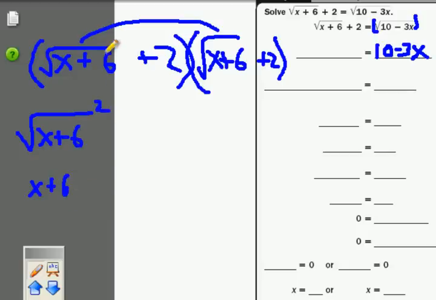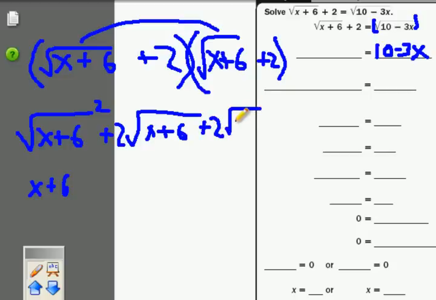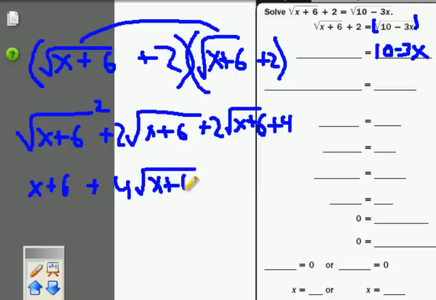All right. When I do the outsides, I get 2 times the square root of x plus 6. And when I do the insides, I get 2 times the square root of x plus 6. And then I end up with a 4 at the end. Okay. If I combine these, I get 4 times the square root of x plus 6. And if I add the 4 over here to the 6, I get 10. So I end up with x plus 10 plus 4 square roots of x plus 6.